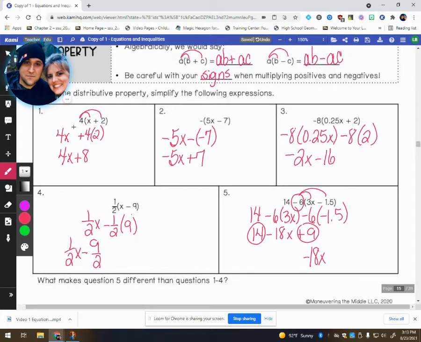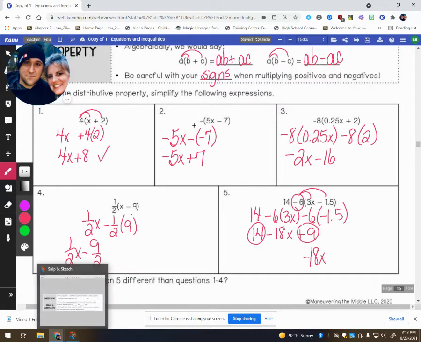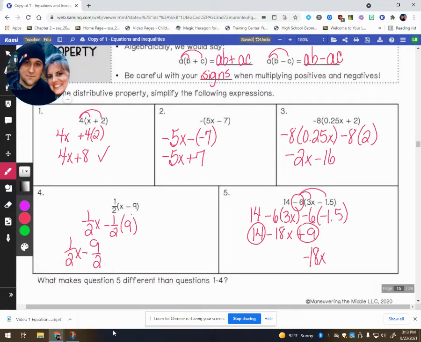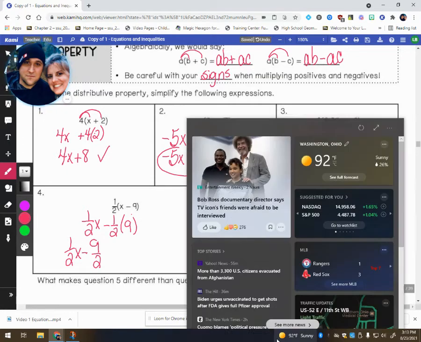All right, the 4 one we already did. We've got 4x plus 8. Taking the negative and distributing it, we end up with negative 5x minus a negative 7, which becomes a positive 7. So negative 5x plus 7. Okay, the next one, negative 8 times 0.25. I think of that as having 8 quarters. If I have 8 quarters, I have $2. And then a negative times a positive makes it a negative 2. Negative 8 times 2 is negative 16. So my final answer is negative 2x minus 16.